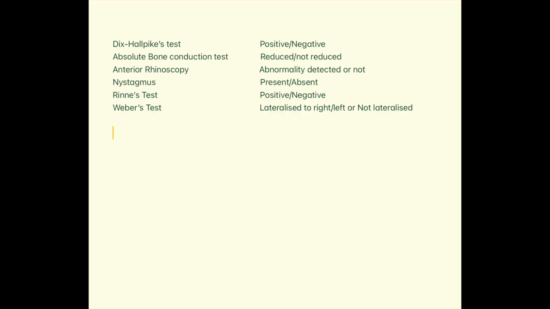Now let's talk about the appropriate terminology to describe some of the common clinical tests in ENT. Let's start with Dix-Hallpike's maneuver. It is either positive or negative. Let's talk about spontaneous nystagmus. Either it is present or it is absent. Let's talk about anterior rhinoscopy. Either no abnormality detected or you have to describe the abnormality that you have detected. Rinne's test, it is either positive or negative. Weber's test is either lateralized to one ear, either left or right, or Weber's test is not lateralized. Absolute bone conduction test either is same as the examiner or reduced.